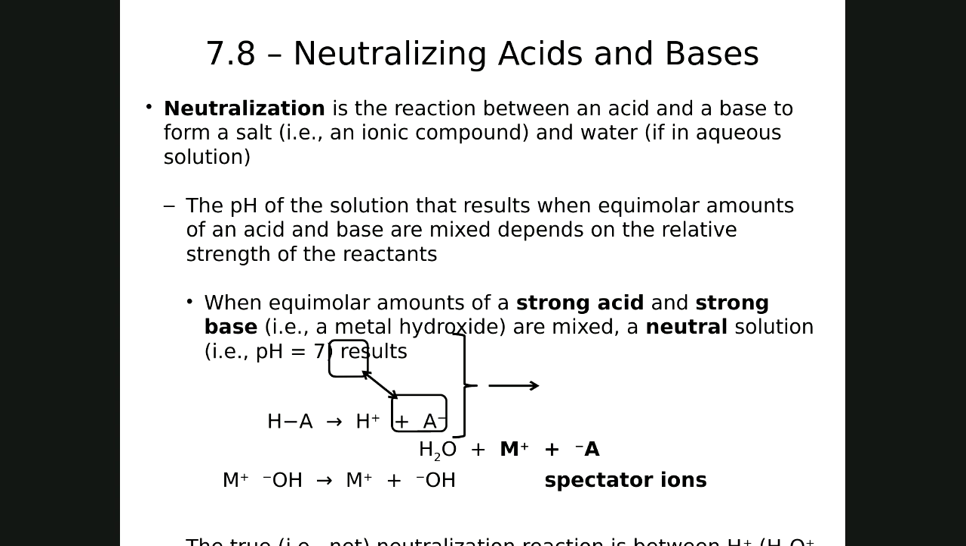What needs to be considered is what happens to the pH of the solution when you mix equimolar amounts, meaning the same number of moles, of an acid and a base together in solution. What happens at that neutralization point? You may think it has to be 7, but it turns out that's only true when you're mixing a strong acid and a strong base.